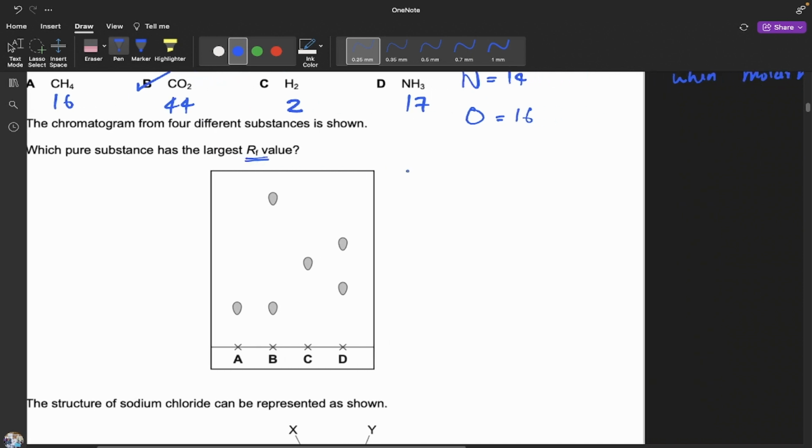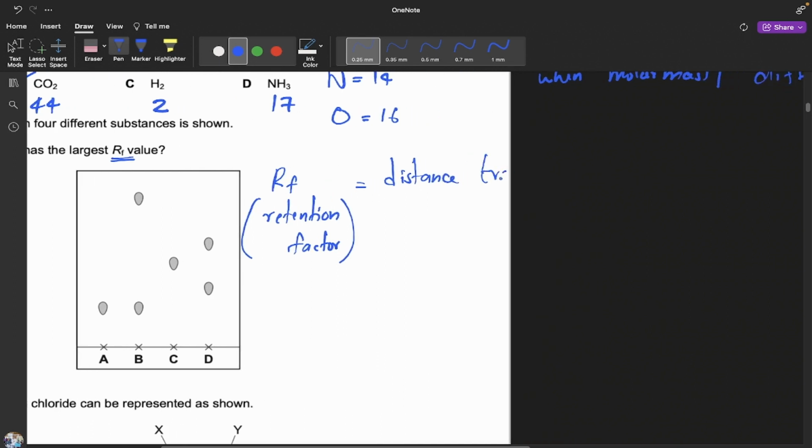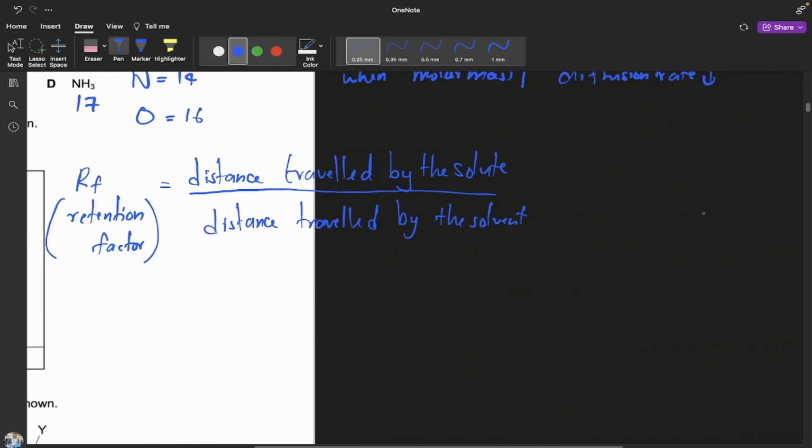Next question. In the next question, it's a chromatography question, and they're talking about RF values. What do you mean by RF? RF value means retention factor. It is the ratio of distance traveled by the solute divided by distance traveled by the solvent.